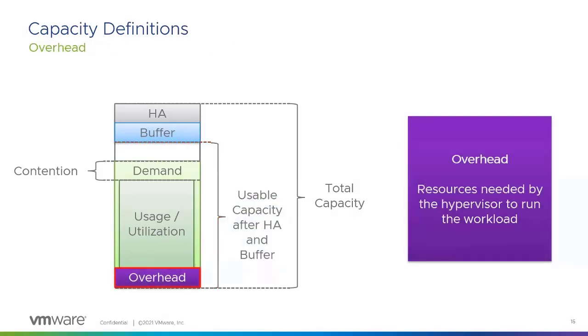And then overhead. So this is the resources needed by the hypervisor to run the workloads. So this is additional memory and CPU cycles that are needed to run virtual machines.